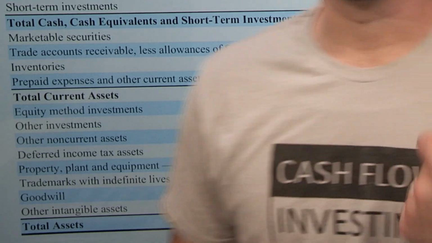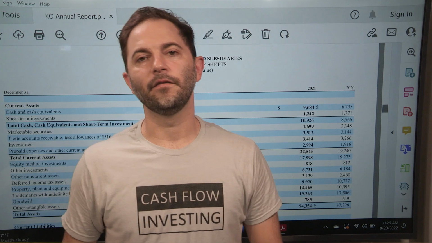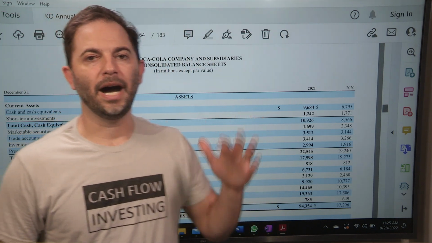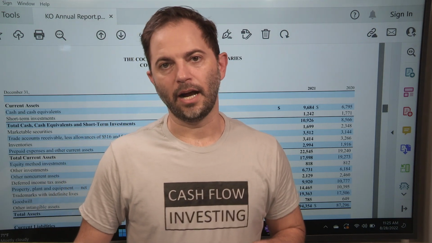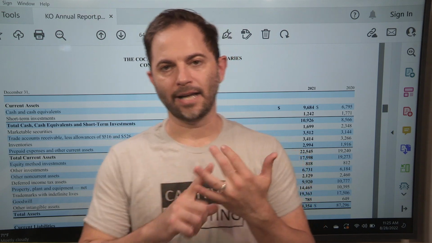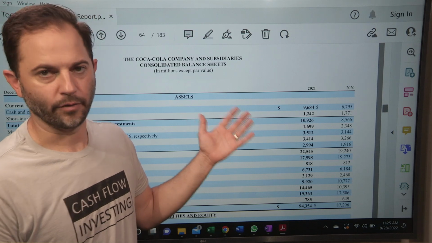Goodwill. Goodwill is the premium, the unexplained premium that you paid for an acquisition. So I'll give you an example. Let's say Coca-Cola bought Monster Beverage for $10 billion. They own 100% of it. They will take all of their income, all their assets, consolidate them and report them on here along with the rest of the financials they have.